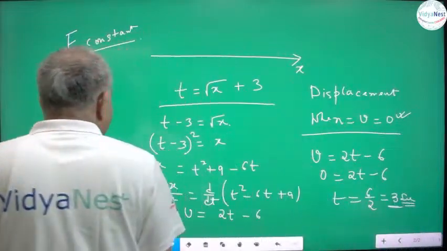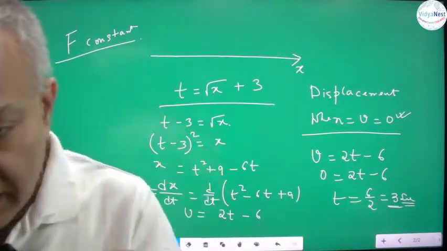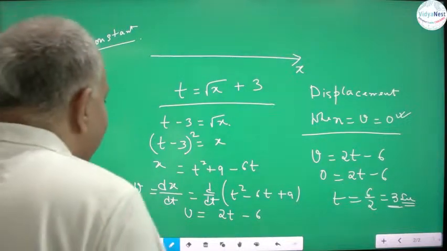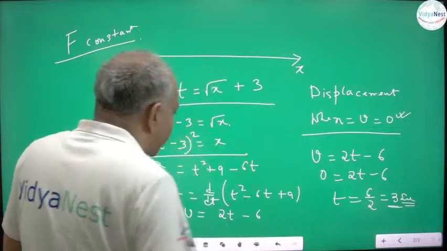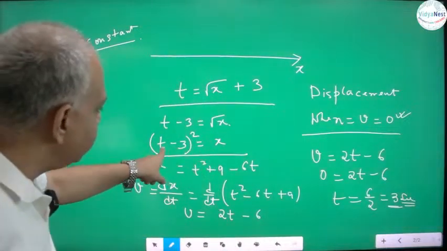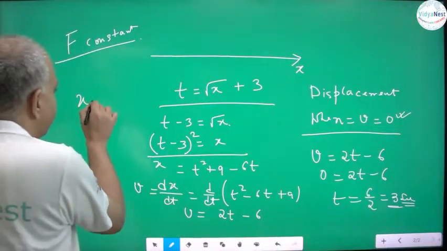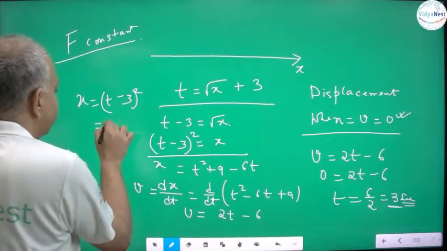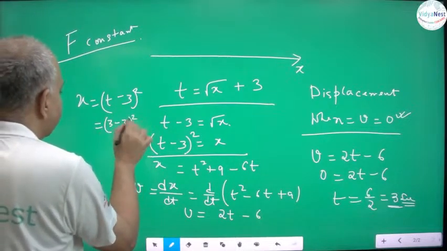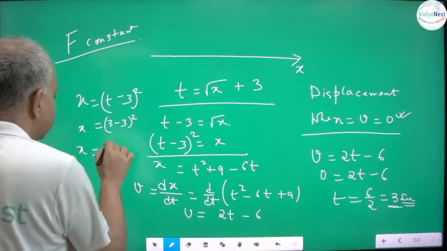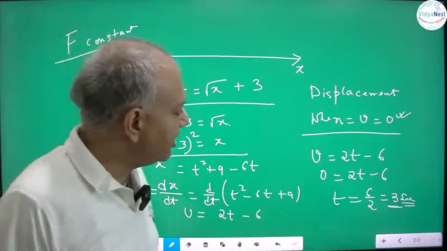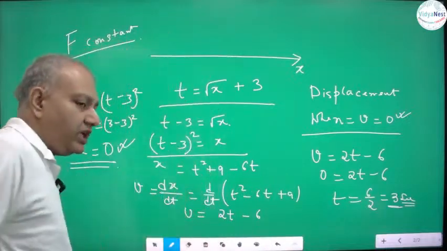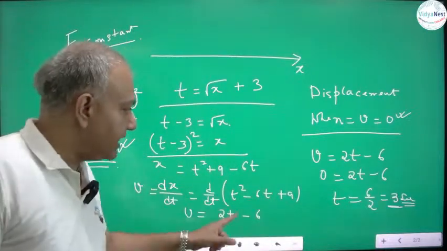Okay. So now the question is that when the velocity is 0, what is the displacement? We can observe the expression we have already found for the displacement in terms of t. So x can be written as (t minus 3) whole square minus (3 minus 3) whole square, that means x is equal to 0. So when the velocity becomes 0, the displacement is 0 and the time is 3 seconds.